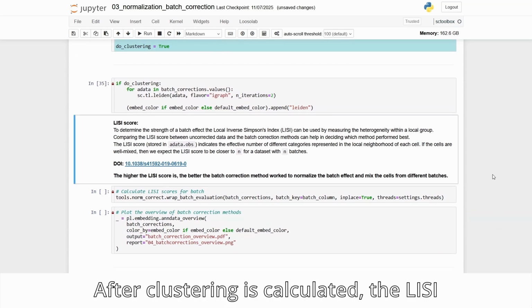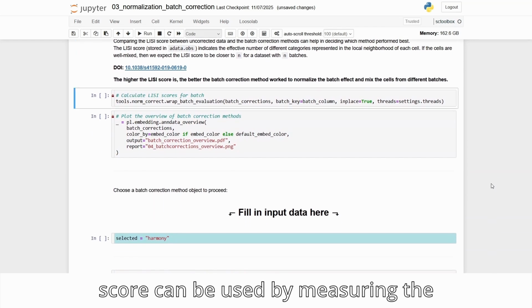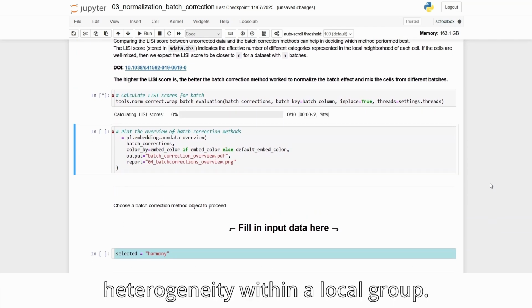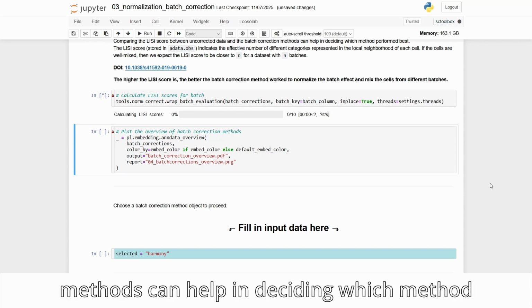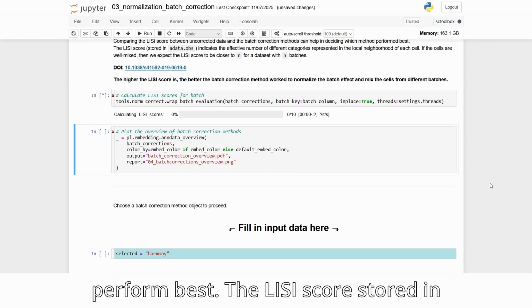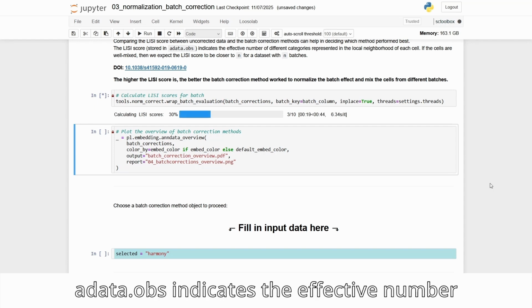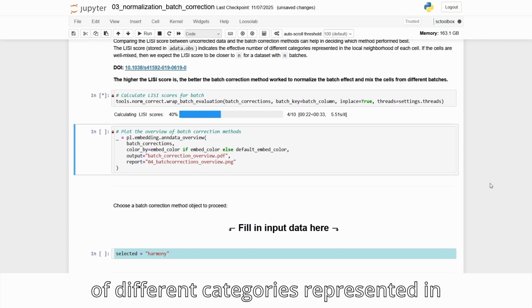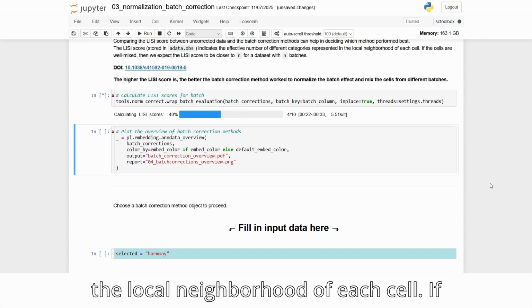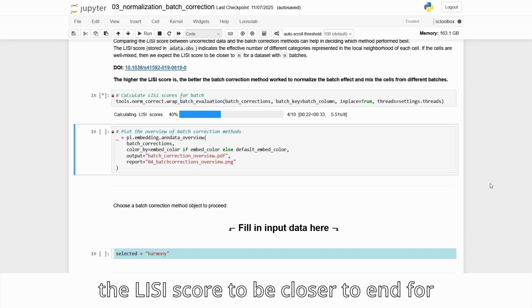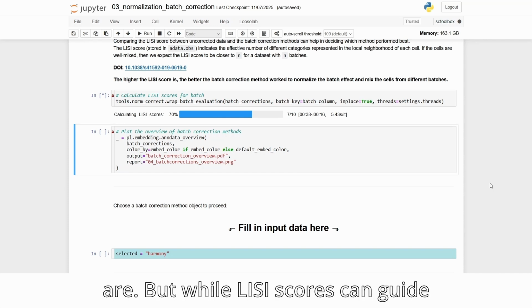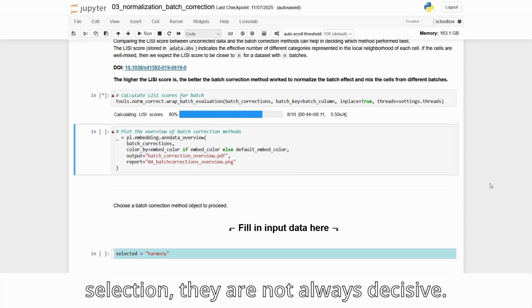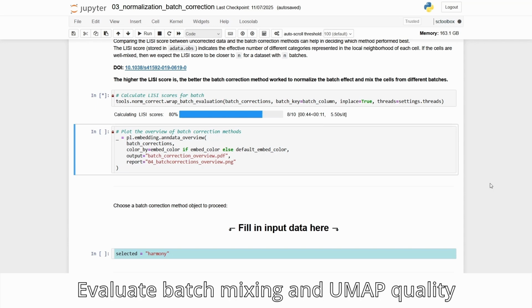After clustering is calculated, the LISI score can be used by measuring the heterogeneity within a local group. Comparing the LISI score between uncorrected data and the batch correction methods can help in deciding which method performed best. The LISI score, stored in anndata.obs, indicates the effective number of different categories represented in the local neighborhood of each cell. If the cells are well mixed, then we expect the LISI score to be closer to n for a dataset with n batches. The higher the LISI score, the more mixed the batches are. But while LISI scores can guide selection, they are not always decisive. Evaluate batch mixing and UMAP quality to choose the best method.